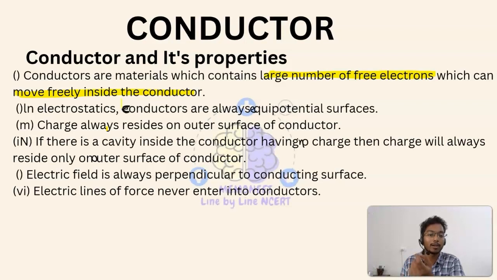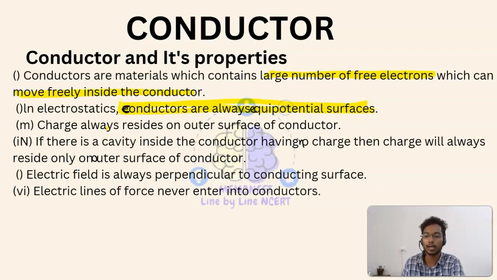This is why we are using rubber while doing any work with electricity. Okay, in electrostatics, conductors are always equipotential surfaces. Conductors are always equipotential surfaces. I have already discussed equipotential surfaces, that is, surfaces which have equal potential all throughout.